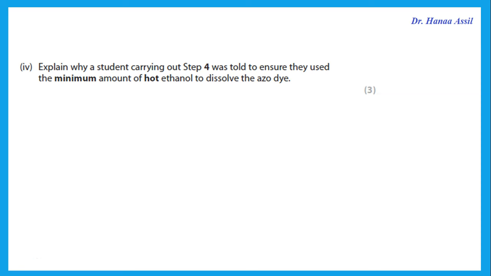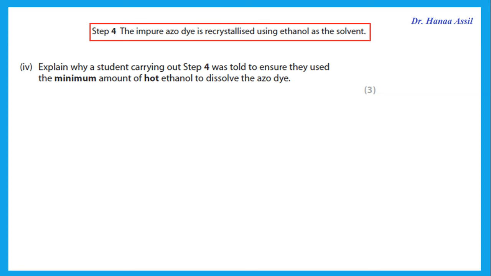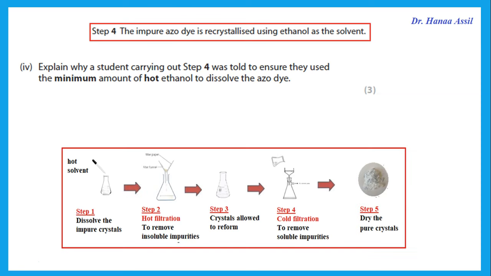Explain why a student carrying out step 4 was told to ensure they use the minimum amount of hot ethanol to dissolve the azo dye. Which one was step 4? This is the one where the impure azo dye was being recrystallized. And remember, what do we mean by recrystallization? You should know how to explain this.